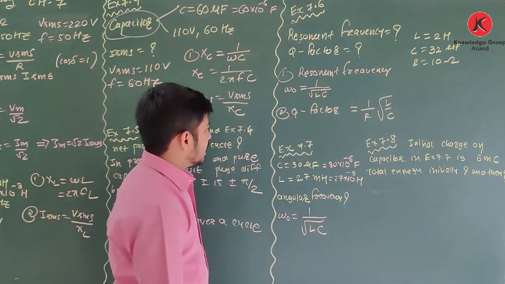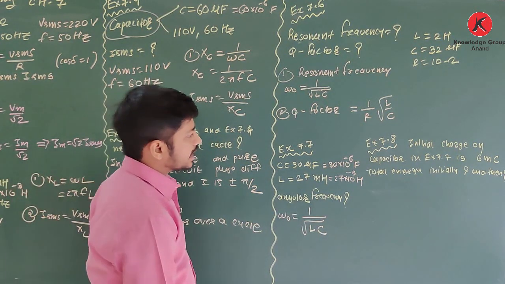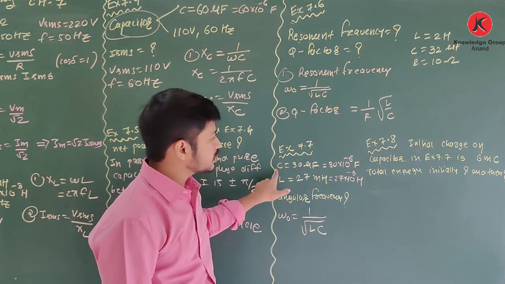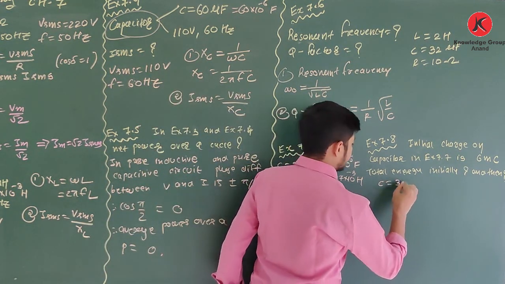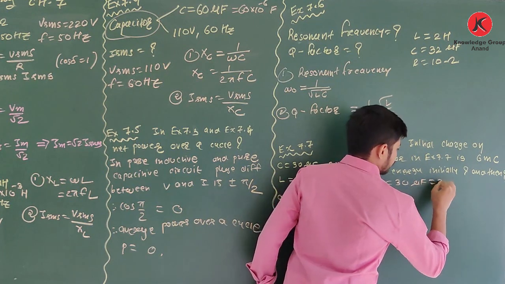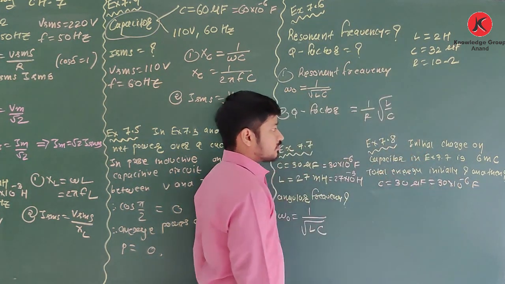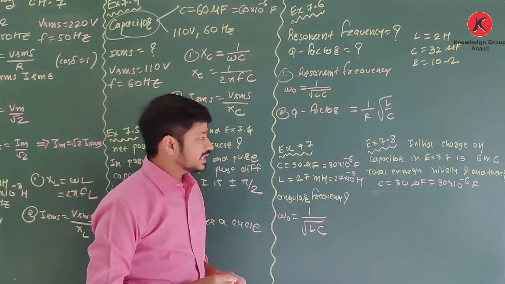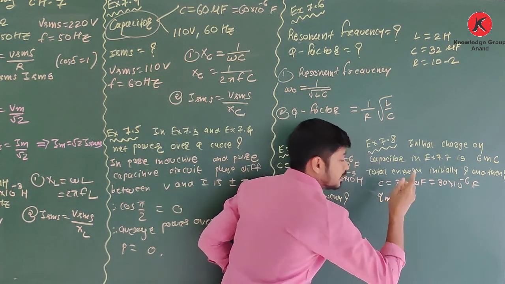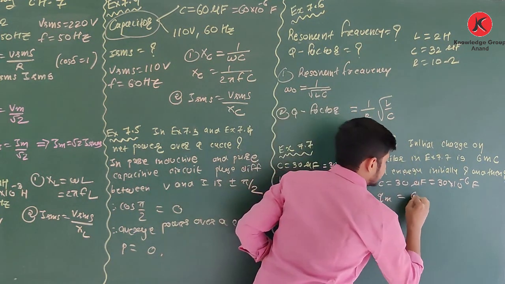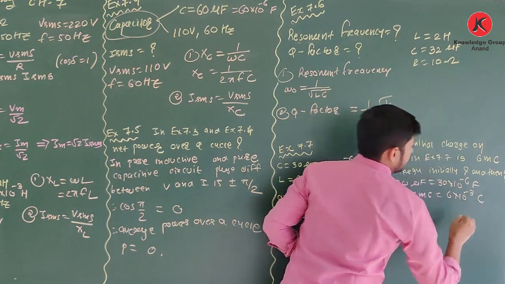Next question, exercise 7.8. Initial charge on capacitor in exercise 7.7. Means this capacitor C is 30 microfarad, that is 30 into 10 raised to minus 6 farad. Initial charge on the capacitor is 6 millicoulomb, means initial charge Q1. Remember Q1, it is 6 into 10 raised to minus 3 coulomb.